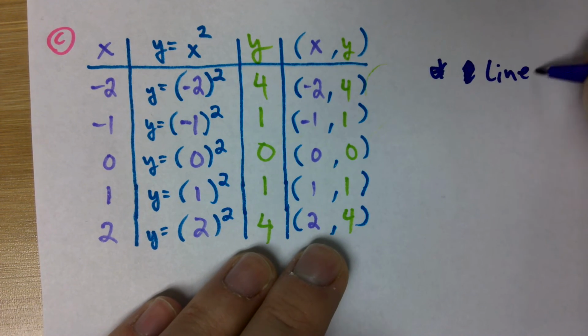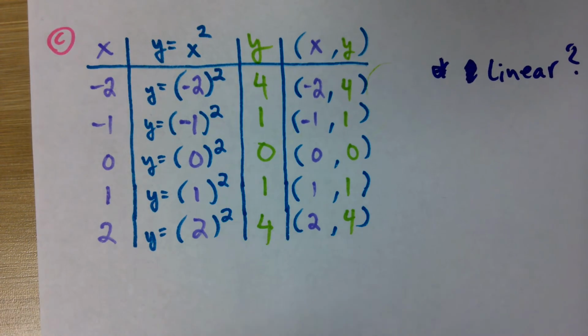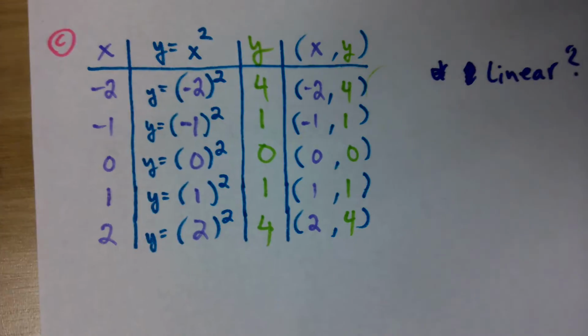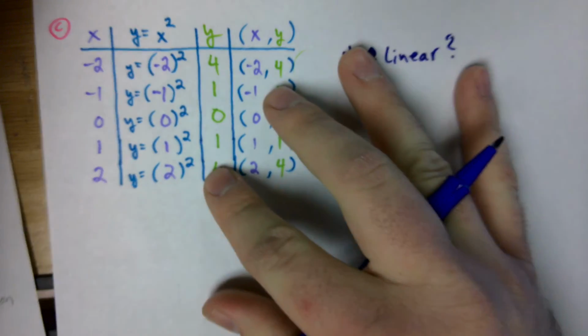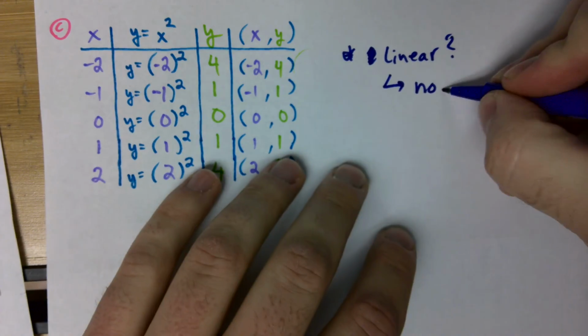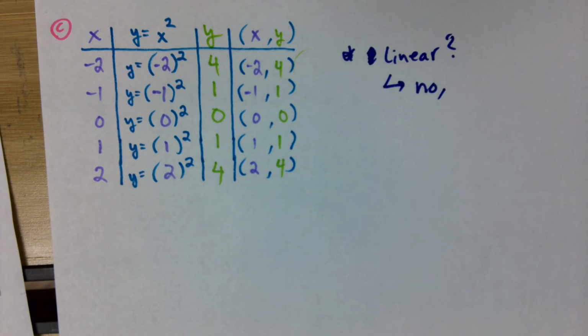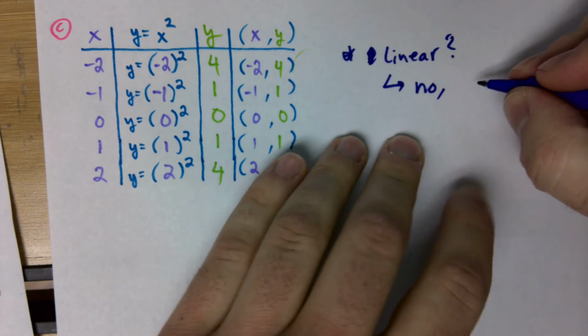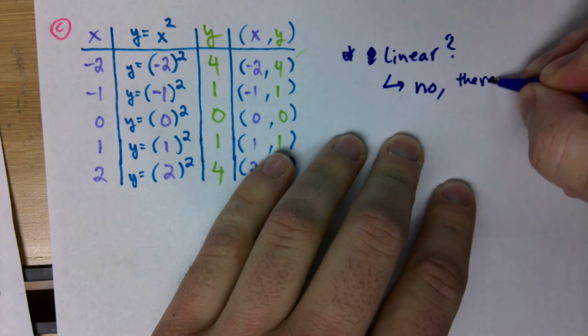Let's ask this first. Is this function going to be linear? No. Brazon, why is this not going to be linear? Because it has exponents. That's right. There's exponents in our equation.